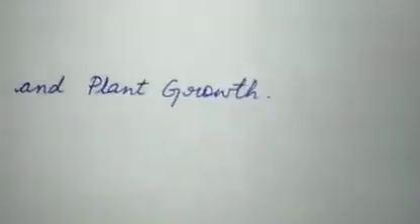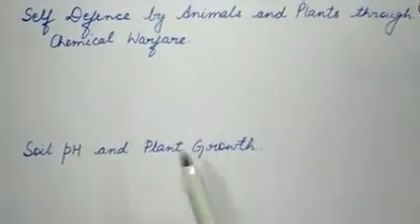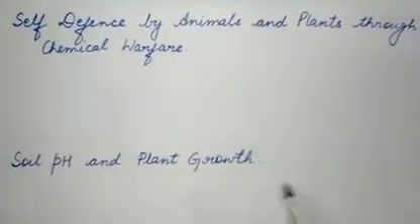Next is self-defense by animals and plants through chemical warfare. Actually, animals, insect bites, for example, ant stings.